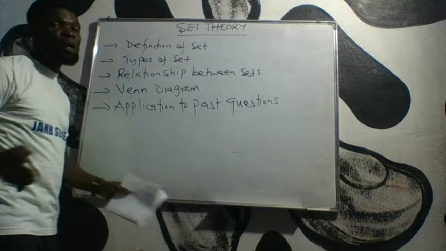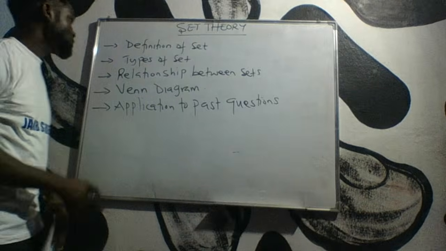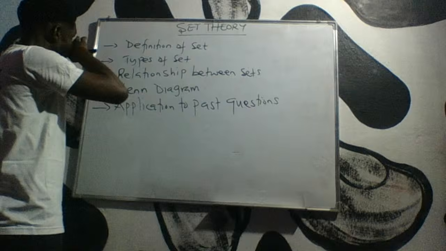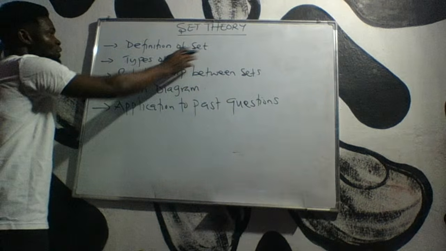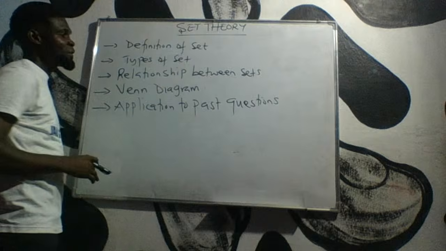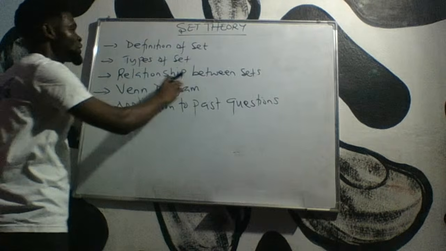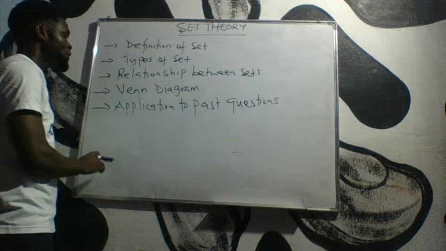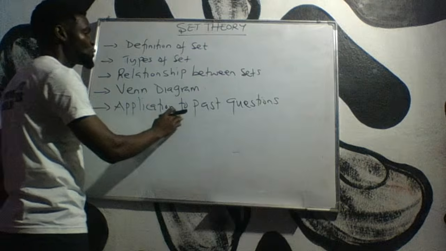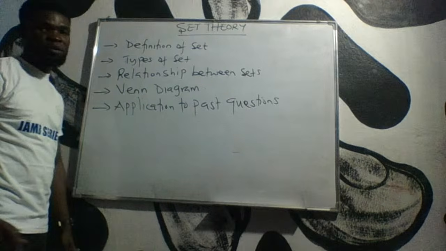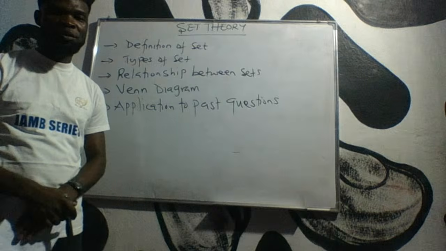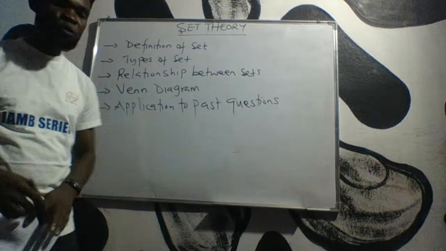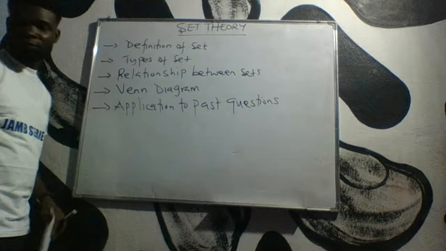Okay. So I have started. So you see that under set theory, we'll be looking at definition of sets, types of sets, relationship between sets, Venn diagram, and then applications to past questions. Please, if you have any issues, you can type on the comment section so we can attend to you properly.